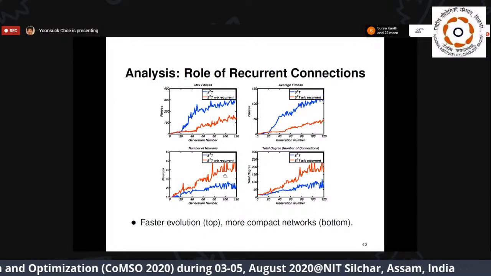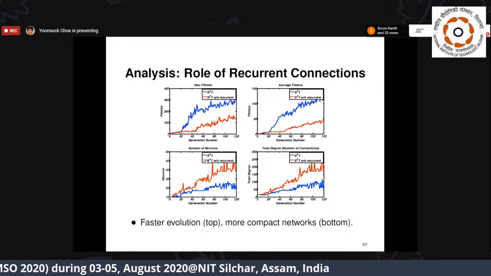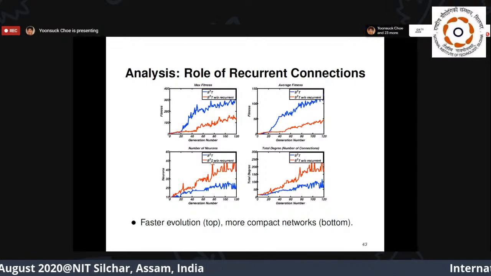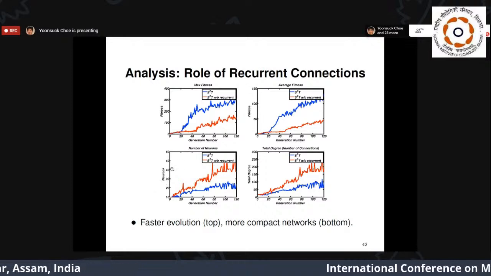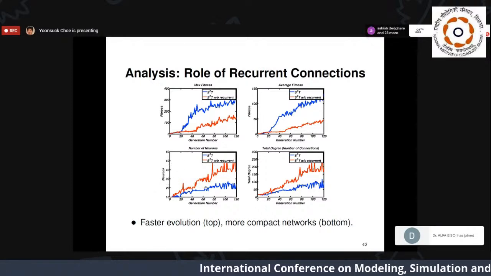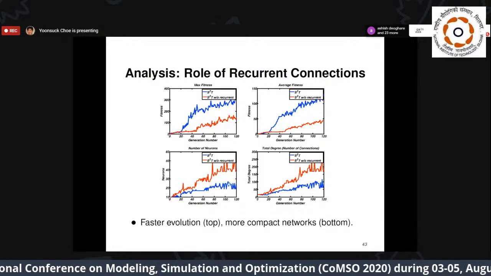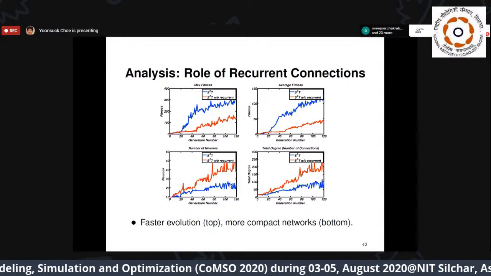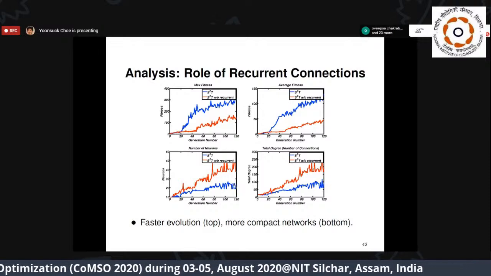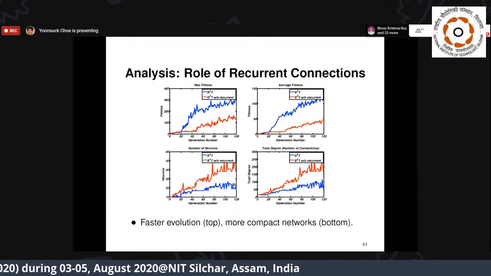And also, using the same criterion again, if you look at the number of neurons, how large is your neural network? If you allow recurrent connections, you can achieve a much more compact neural network that has about the same fitness.